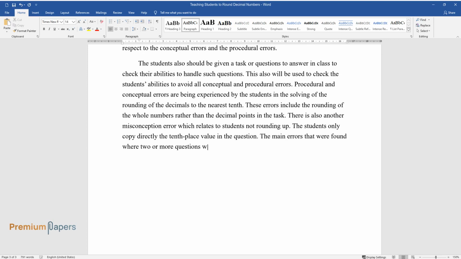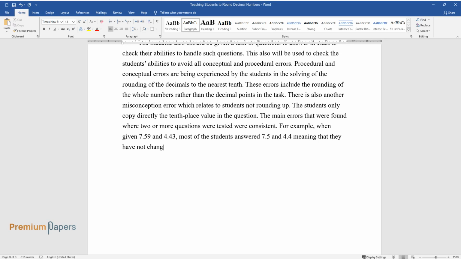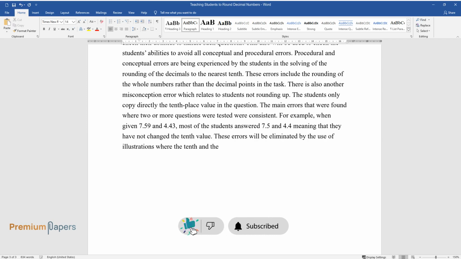For example, when given 7 and 59 hundredths and 4 and 43 hundredths, most of the students answered 7.5 and 4.4, meaning that they have not changed the 10th value. These errors will be eliminated by the use of illustrations where the 10th and the value that affects the 10th value are emphasized.